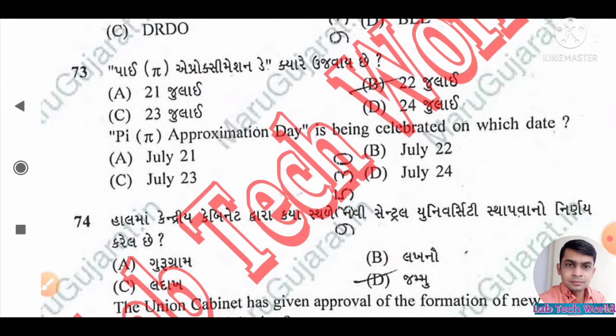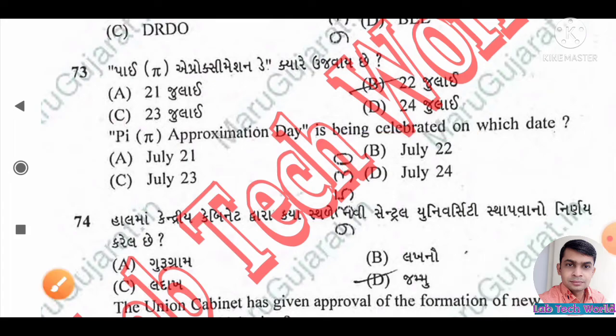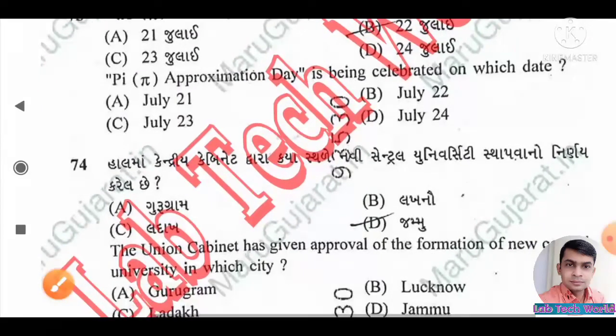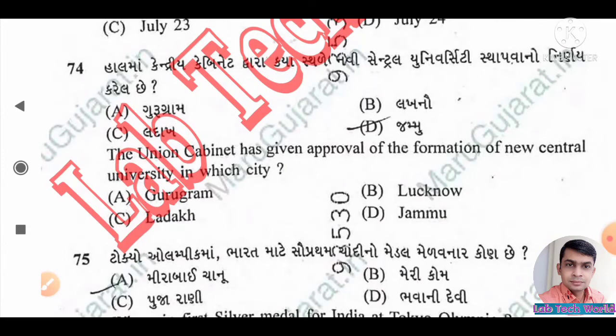Pi approximation day is celebrated on which day? Options: A, July 21st; B, July 22nd; C, July 23rd; D, July 24th. The correct answer is July 22nd, the day on which Pi approximation day is celebrated. So option B, 22nd July, is the correct answer for this question. Move to the next question, number 74.